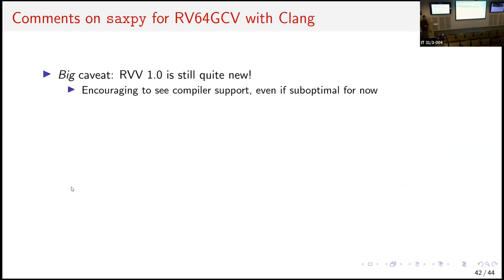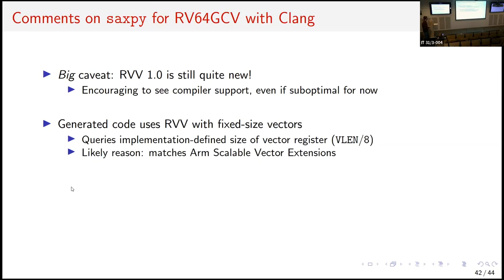The big caveat, of course, is the vector extensions are still quite new. So it's rather encouraging to see compiler support already and actually something which is vectorized coming out of it. As I said, it's using the fixed size register, the fixed size vector sizes. I personally think that the likely reason is that this way of using it matches basically what the ARM scalable vector extensions are doing, and that code was already upstream, so probably they just reused that.